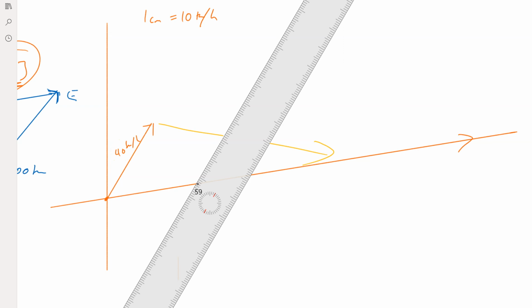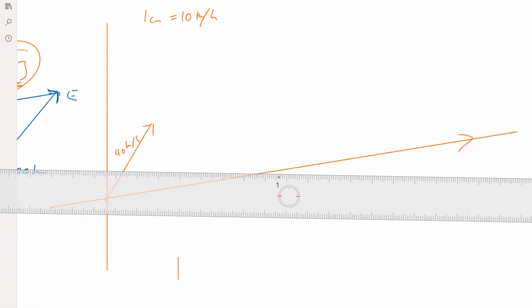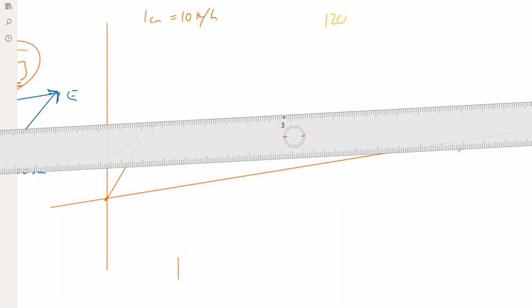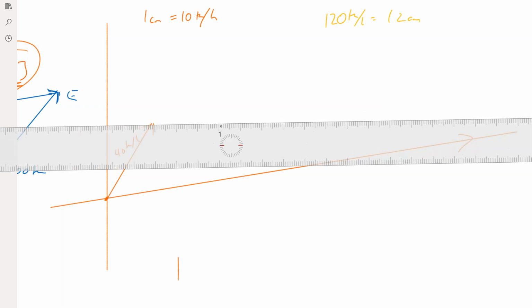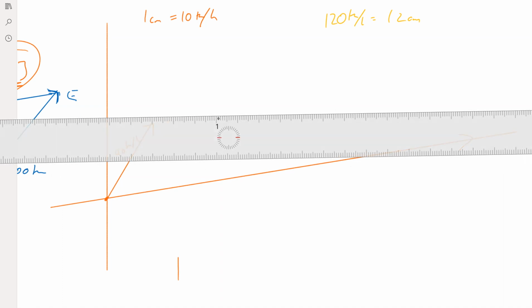So now I'm just going to erase that yellow because that was just a sketch. I know I'm going to travel 120 kilometers an hour. So 120 kilometers an hour is going to be a 12 centimeter line. So let's look at my ruler here. I'm going to have to count out 12 centimeters. So there's my zero line. I'll count 1, 2, 3, 4, 1, 2, 3, 4, 5, 6. Okay, that's my 12 centimeter line.